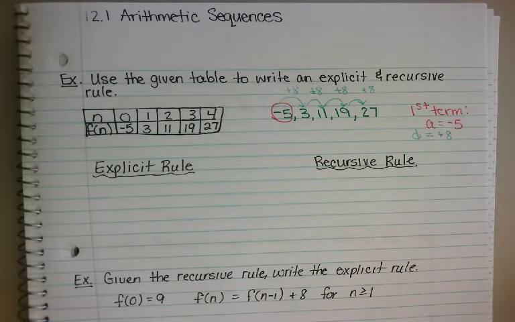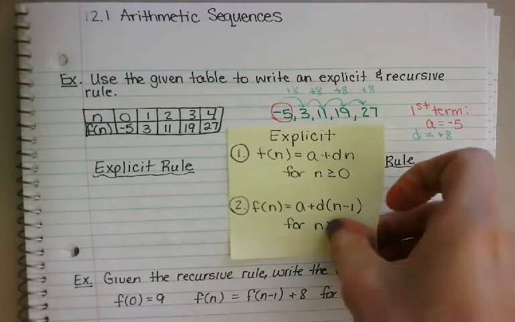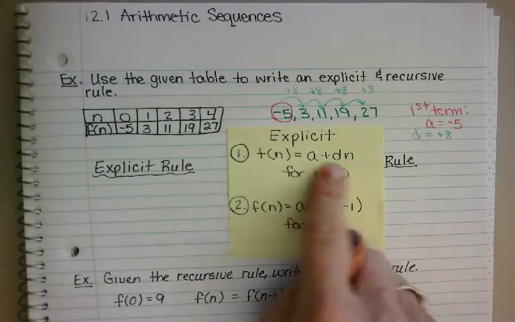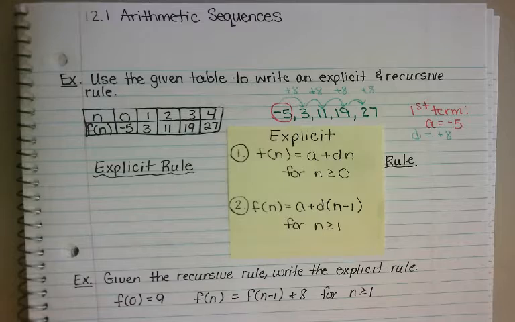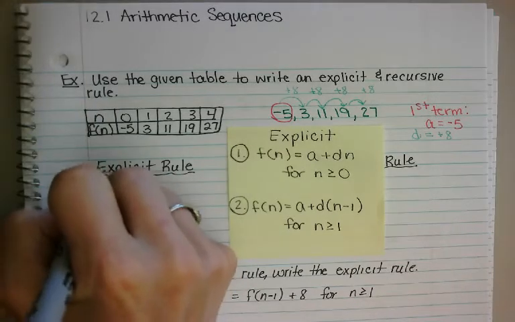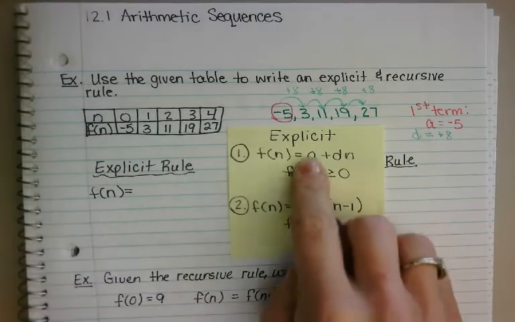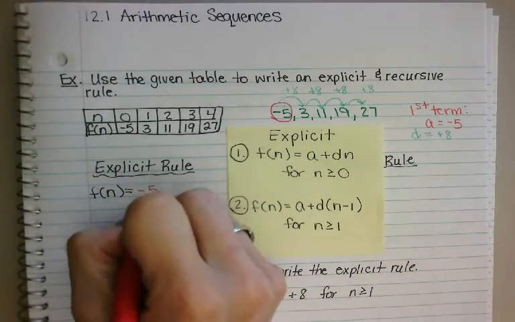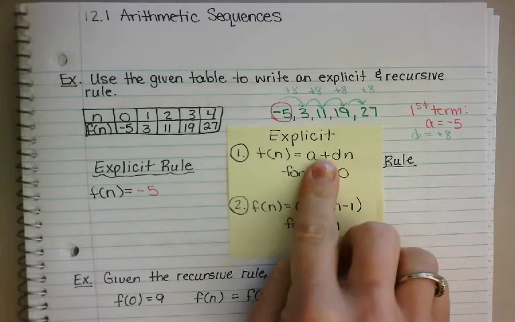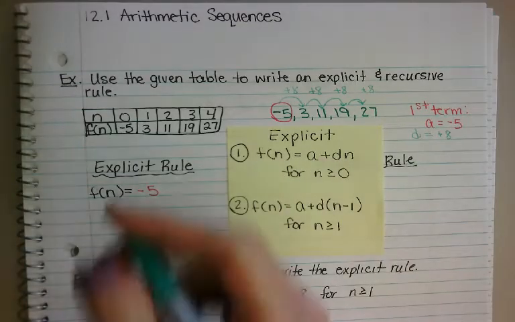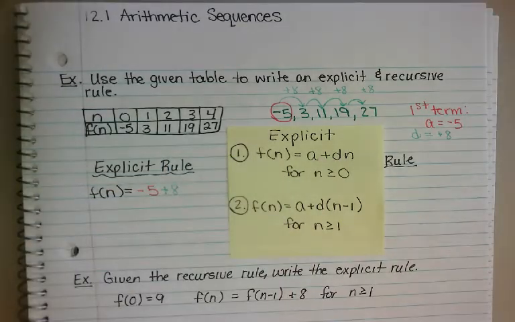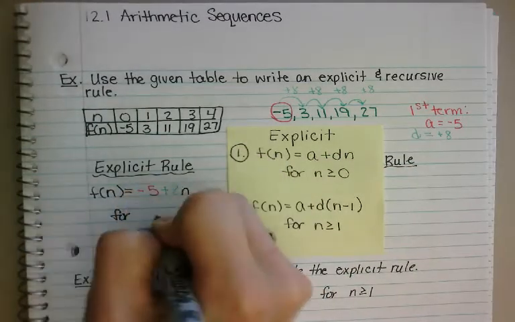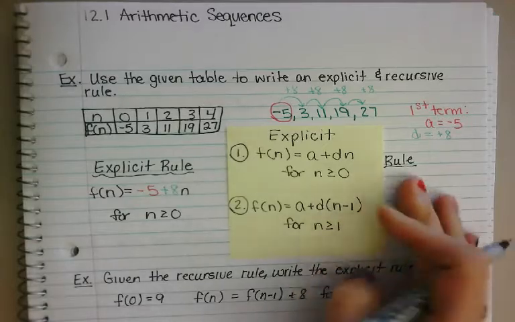And so when you are writing your explicit rules, I just put it on a little post-it note for you. Since our n is starting off with 0, this is my rule that I want to write out. So I'm going to say f of n equals, what was your first term? So our first term was -5. Then you're going to put plus whatever your difference was. So our difference was +8. And then we're going to write our n behind it. And we're going to say for n's greater than or equal to 0.